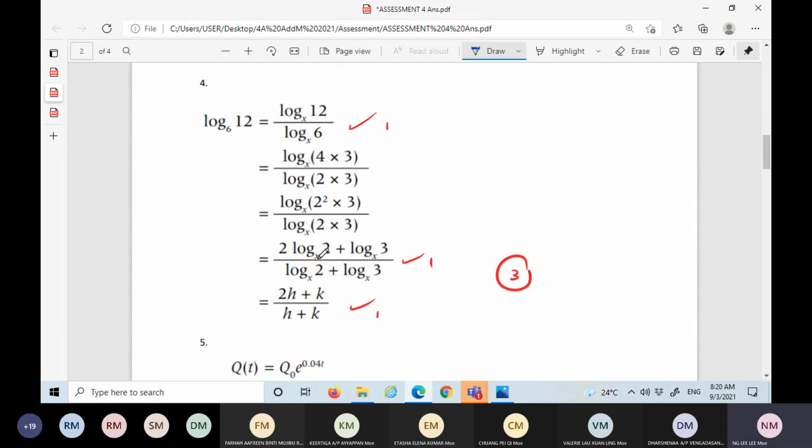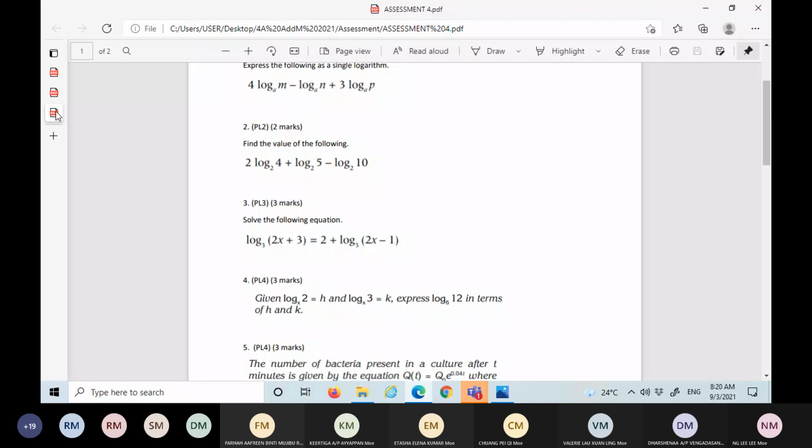Okay, now we go to number 4. Number 4 is this. Given this and this, express log 6 12 in terms of h and k.